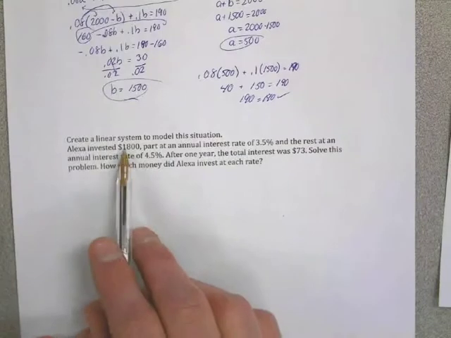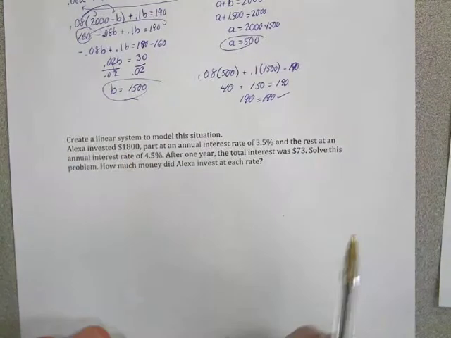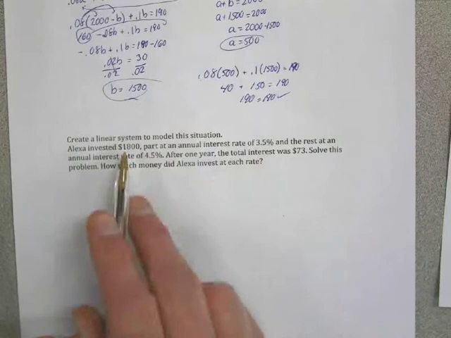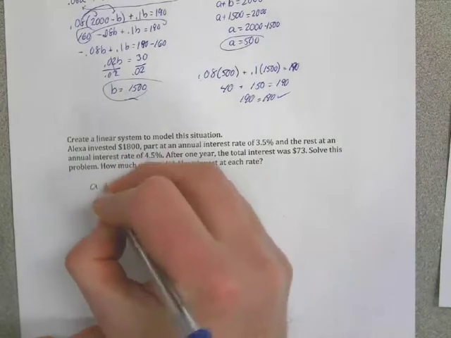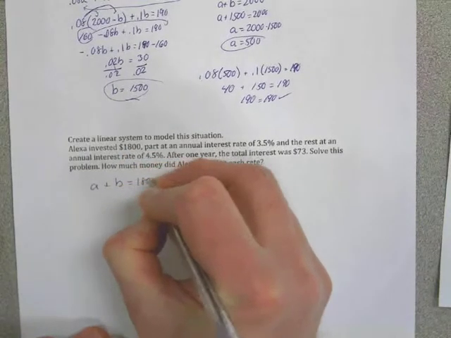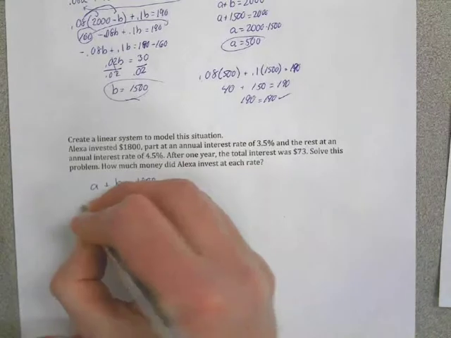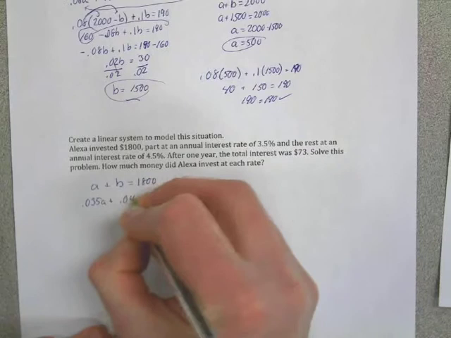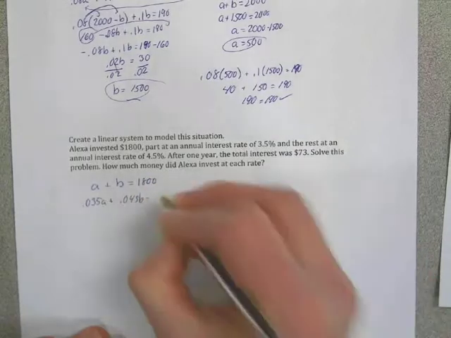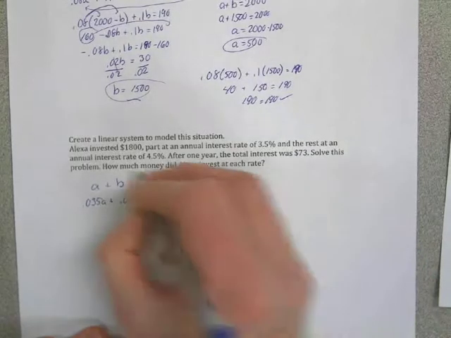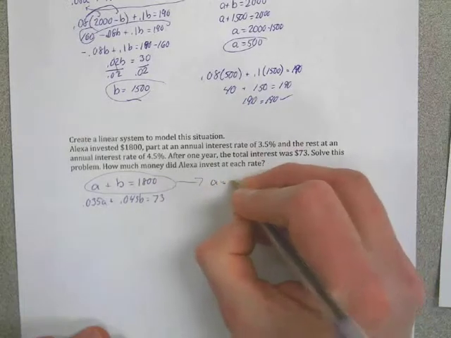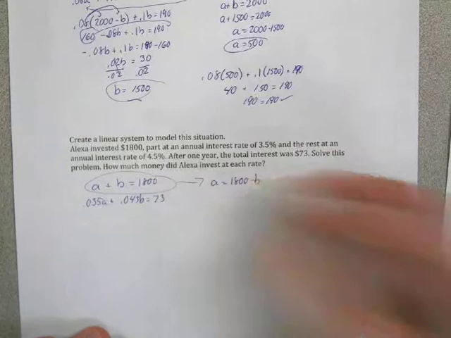So once again, we have two sets of dollars that were put at different interest rates that add up to 1,800. So A plus B equals 1,800, and we know that one was at 0.035 interest rate, the other one's at 0.045 interest rate, and they made $73. Once again, I'm going to play with this one because I only have to do very little work. A is equal to 1,800 minus B.